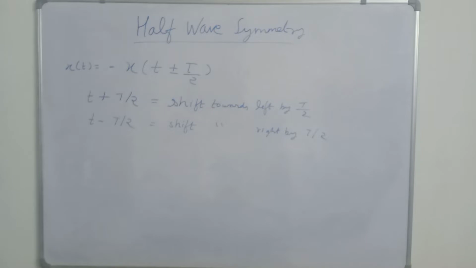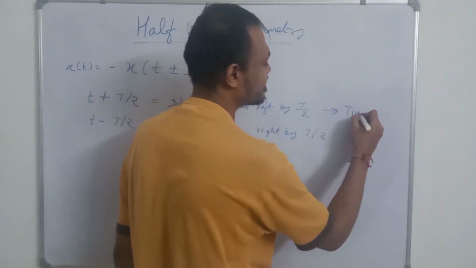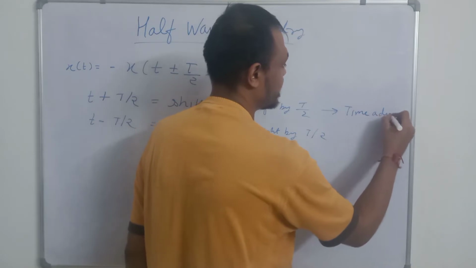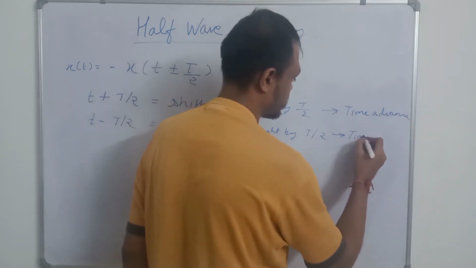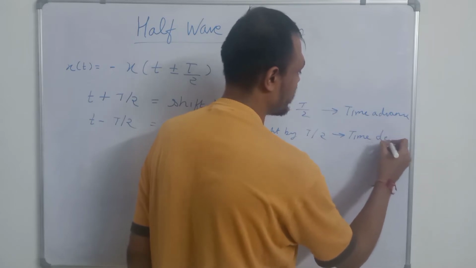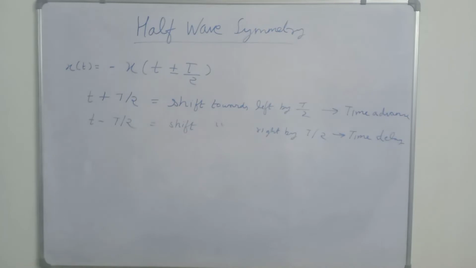So if we add plus T by 2, it is also called time advance. And subtraction is also called time delay. In subtraction we shift right by T by 2, and when we add, we shift left by T by 2, where T is the time period of the signal.